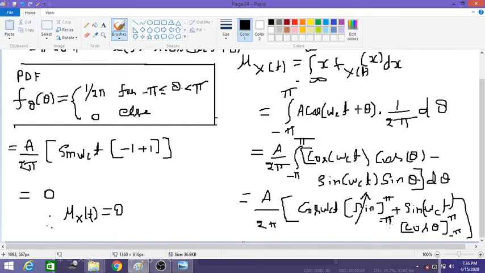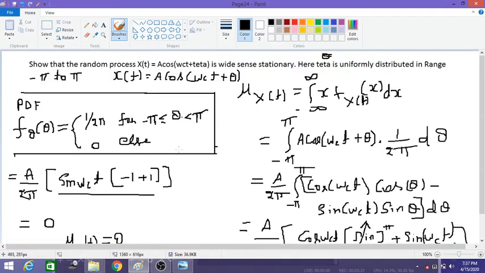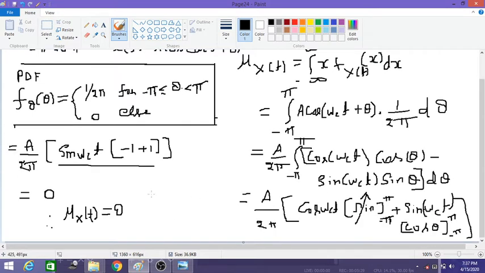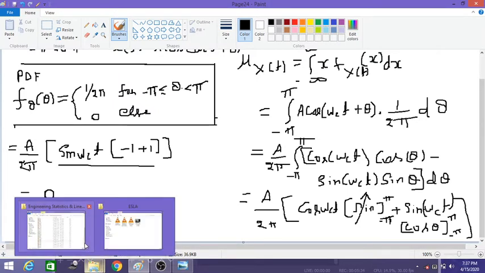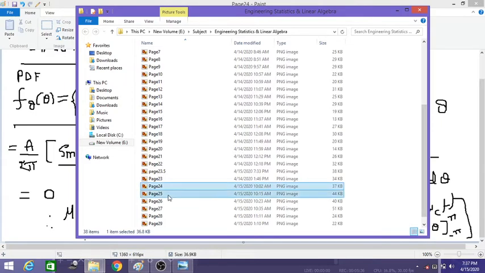When we substitute these limits, this term will become 0, and here cos pi is minus 1, and minus of cos minus pi is minus of minus, it will become plus 1, so it will become 0. So ultimately we get the mean of this random process equal to 0. That is what is written here. This is a very important example. Then let us go to the next page.